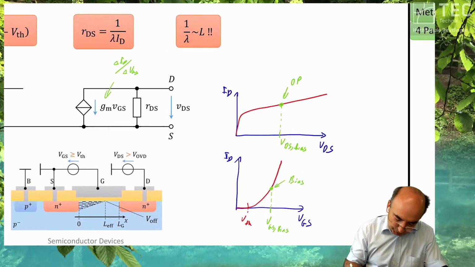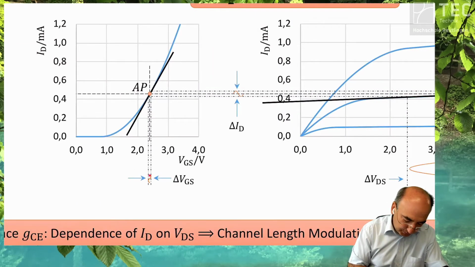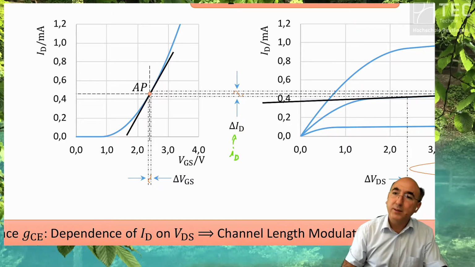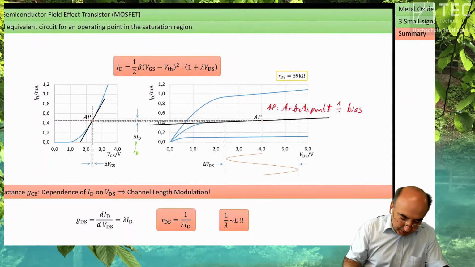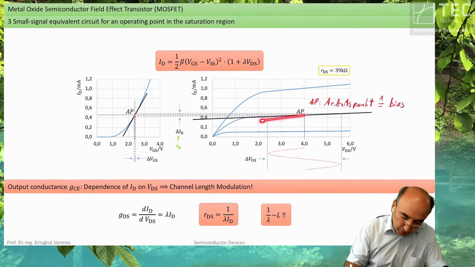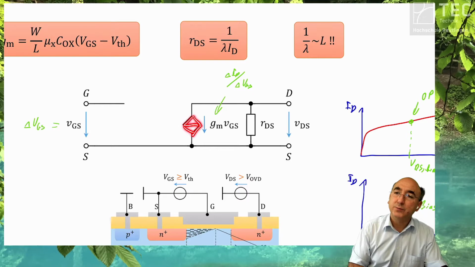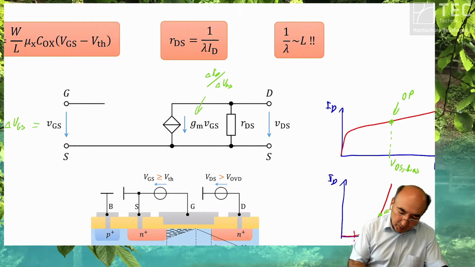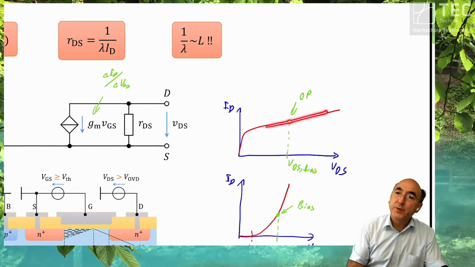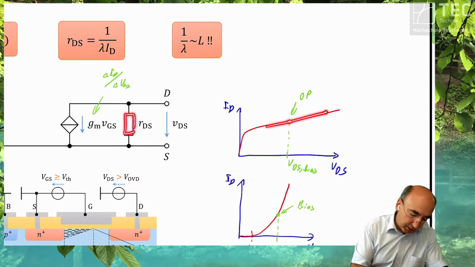Why? If we change VGS, we change ID. And this changed delta ID is the small-signal ID. This statement, that you have changed your current, is given as a controlled current source. And the slope at this point is taken into account by RDS.